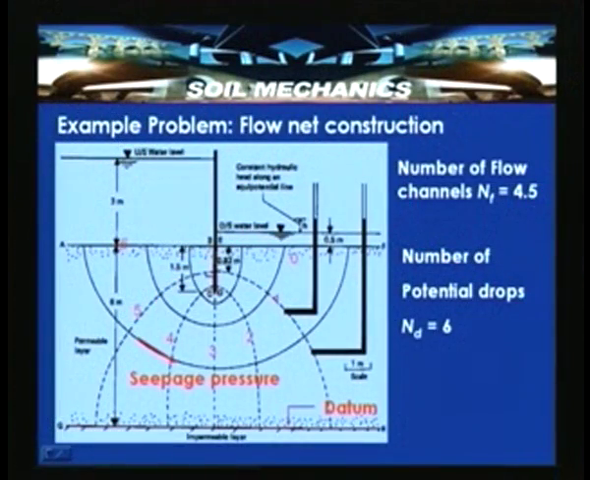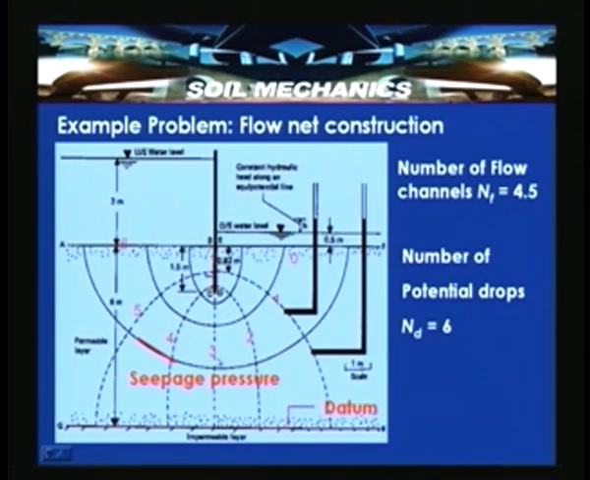Here these are the potential lines, generally numbered like this: this is the 0th potential line, first potential line, second, third, 4, 5, 6. So this flow net has a number of potential drops, and the total number of potential drops is 6.